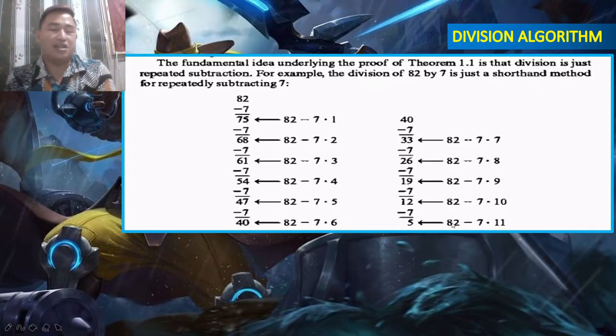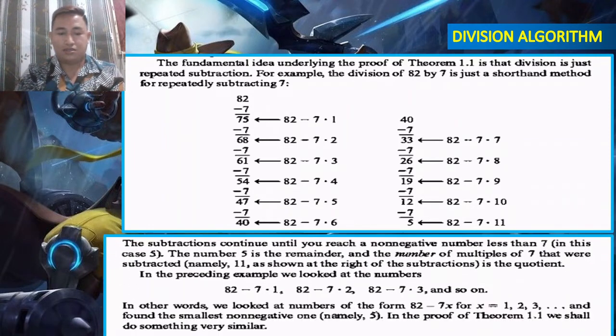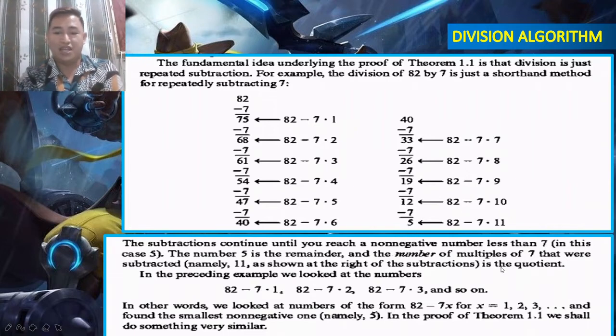Okay, ang 82 diri class kay atong A, so this is our A minus B. Okay, 7 is our B, right? The divisor. And then 11 is our quotient. Okay. So, the subtractions continue until you reach a non-negative number less than 7, in this case 5. So the number 5 is the remainder. Okay, that is the remainder.